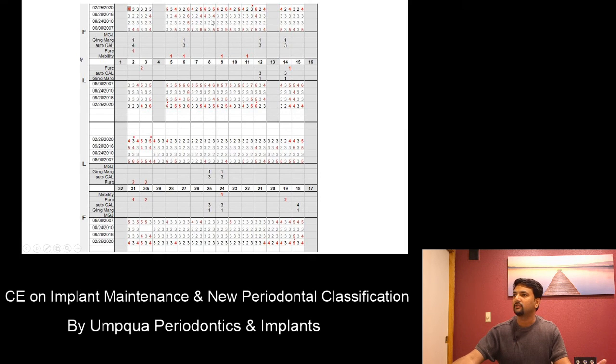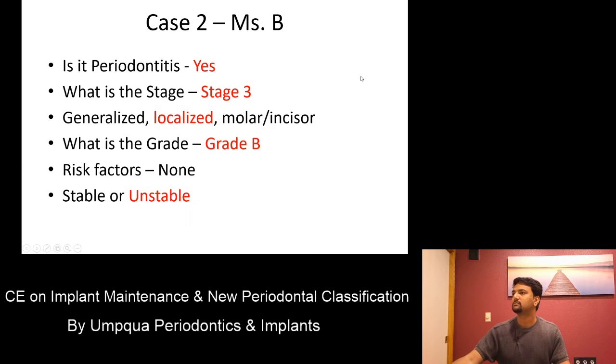Yes, there are some active pockets and bleeding on probing, more than 4 millimeter pockets. As defined by the new framework, you should have bleeding on probing more than 10% to consider it a plaque-induced gingivitis case, or a periodontal unstable case, I'm sorry. So that's my diagnostic statement: yes, she's a periodontal patient, stage 3, localized, grade B, no risk factors, but unstable.